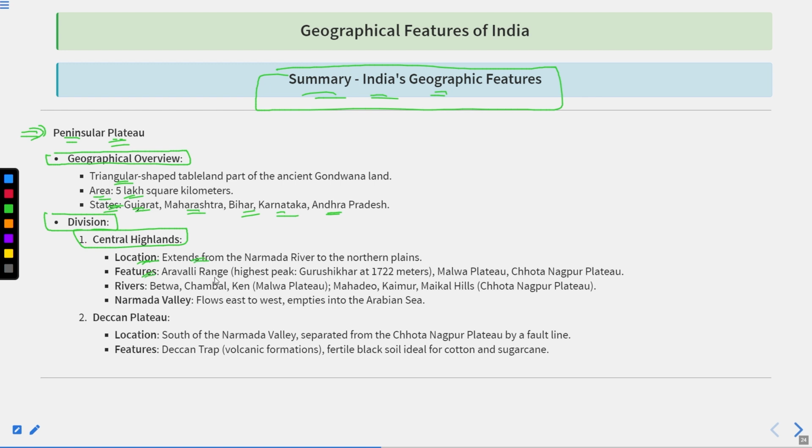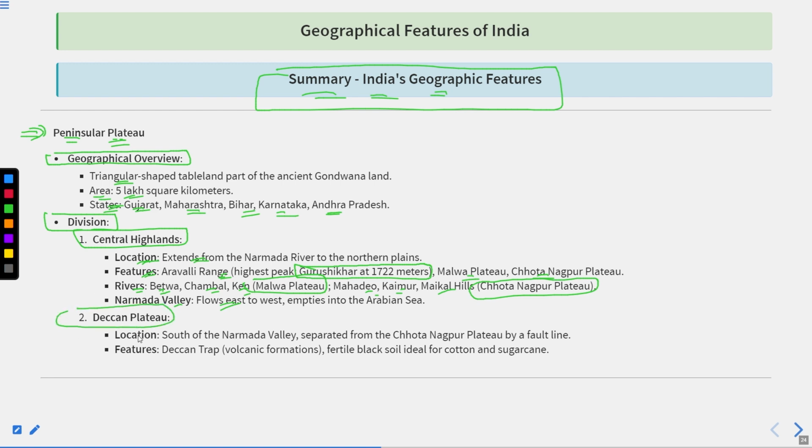Features: Aravalli Range, highest peak is Guru Shikhar at 1722 meters. Malwa Plateau, Chota Nagpur Plateau. Rivers are Betwa, Chambal, Ken in Malwa Plateau; Mahadev, Kaimur, Maikal Hills in Chota Nagpur Plateau. Narmada Valley flows east to west and empties into the Arabian Sea.